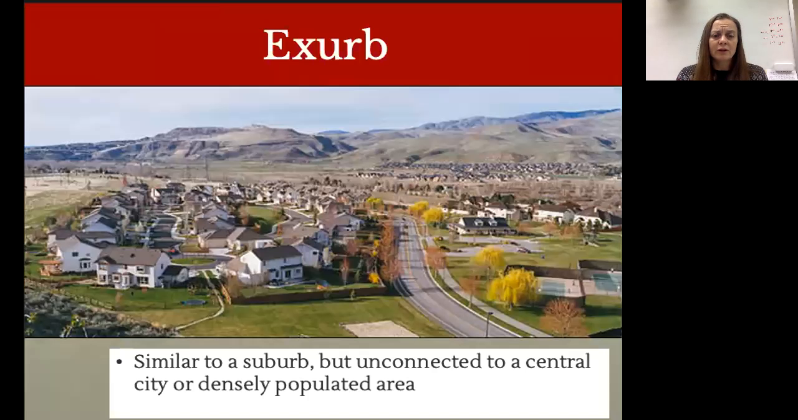The next term we're going to talk about is an exurb. An exurb has very similar population density to a suburb, but it's not directly connected to a central city or a densely populated area. When we think about suburbs, we're talking about right outside of a city, and an exurb might be a little bit farther out. Around the DC metro area, we find a lot of exurbs. They are usually connected to the cities by way of a highway.